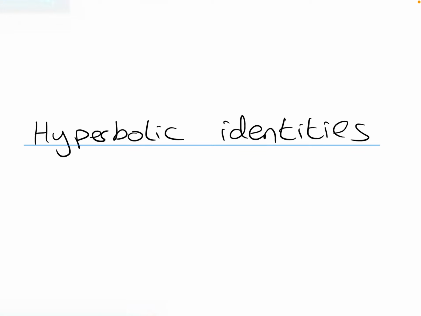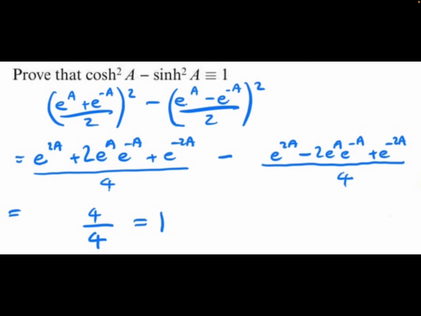This video is all about hyperbolic identities. So we've already proved one hyperbolic identity. I did this in video, I think it's the first video actually, so I'm not going to go through this in detail, but here we are proving that cosh squared A minus sinh squared A is always going to be equal to 1. So just look through that proof, make sure you're happy with it. If you need further explanation of that, do go back and watch video 1 where I did this one.